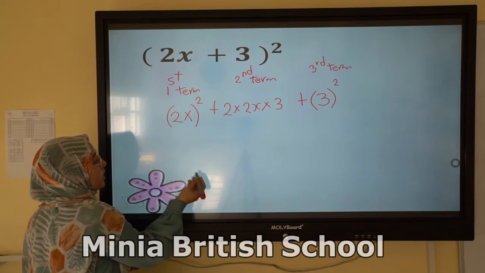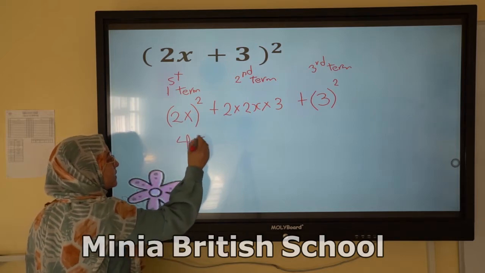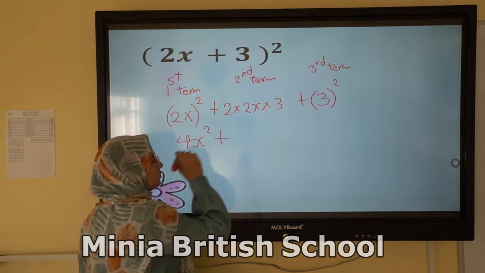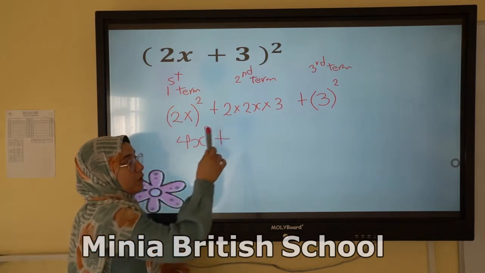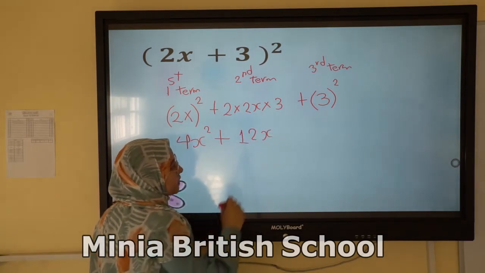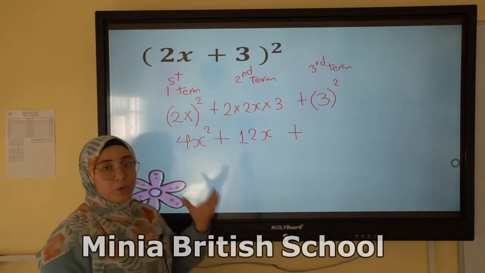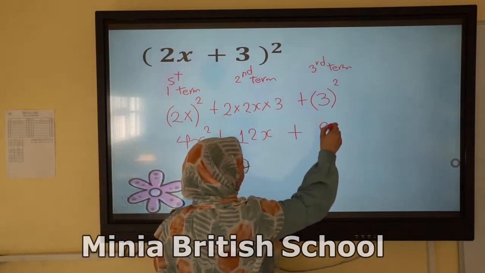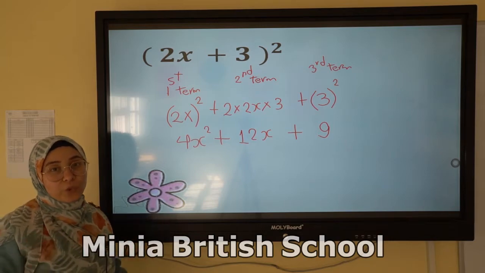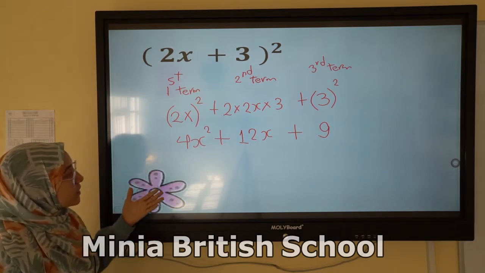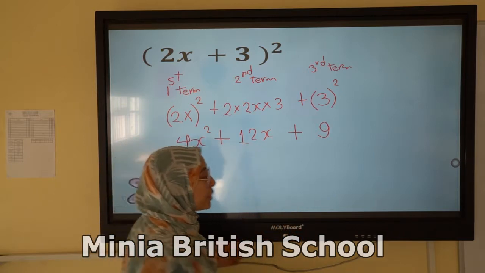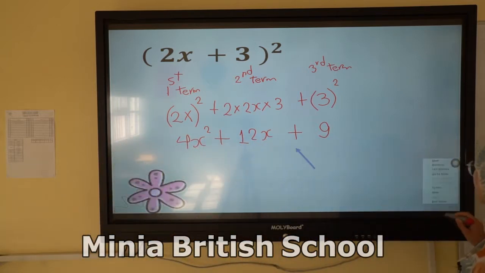(2x) power 2 equals 4x power 2, plus 2 times 2 equals 4, times 3 equals 12x, plus 3 power 2 equals 9. Okay. This expression is called a perfect square trinomial. 4x power 2 plus 12x plus 9 is called a perfect square trinomial.